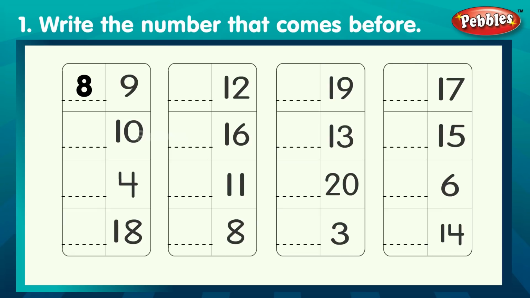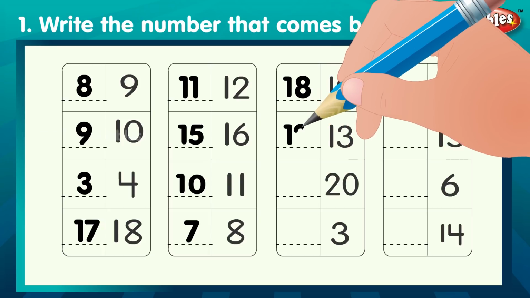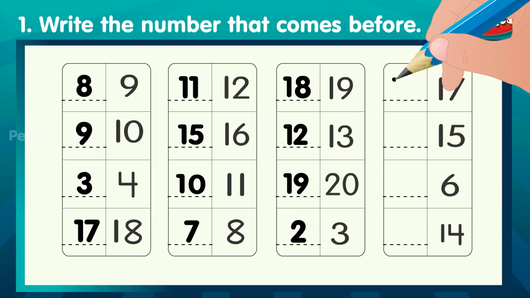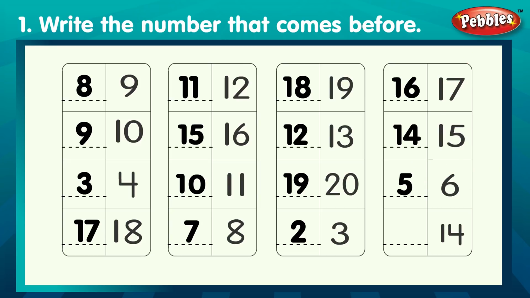Maths practice. Write the number that comes before. 8, 9, 9, 10, 3, 4, 17, 18, 11, 12, 15, 16, 10, 11, 7, 8, 18, 19, 12, 13, 19, 20, 2, 3, 16, 17, 14, 15, 5, 6, 13, 14.